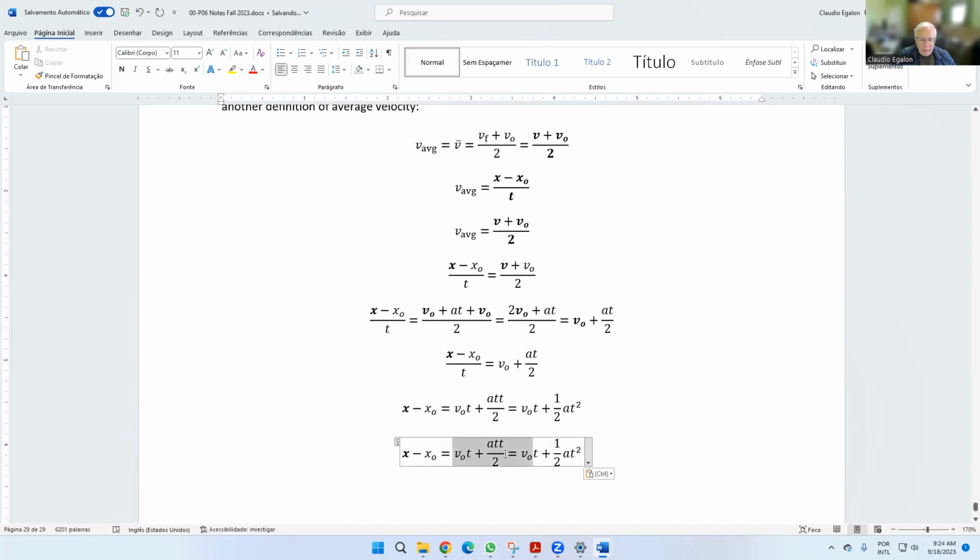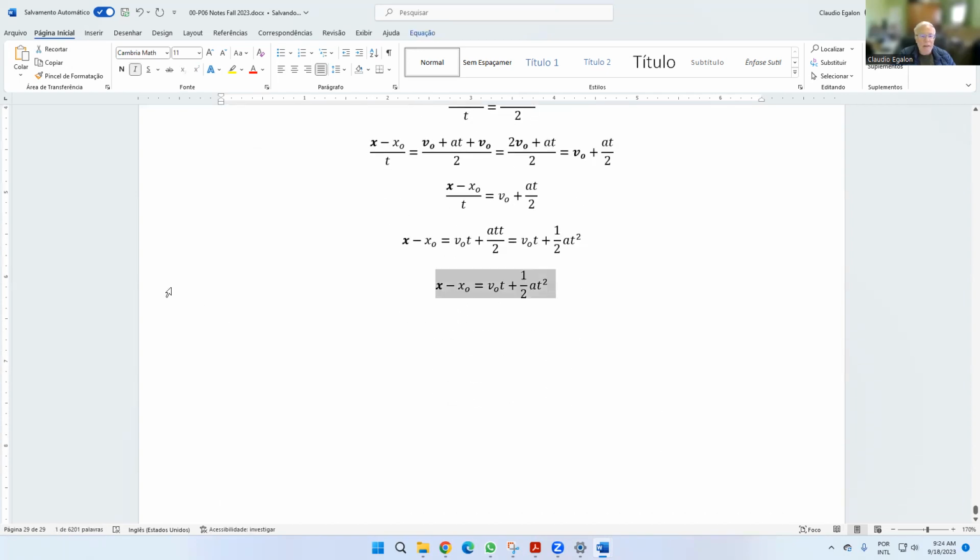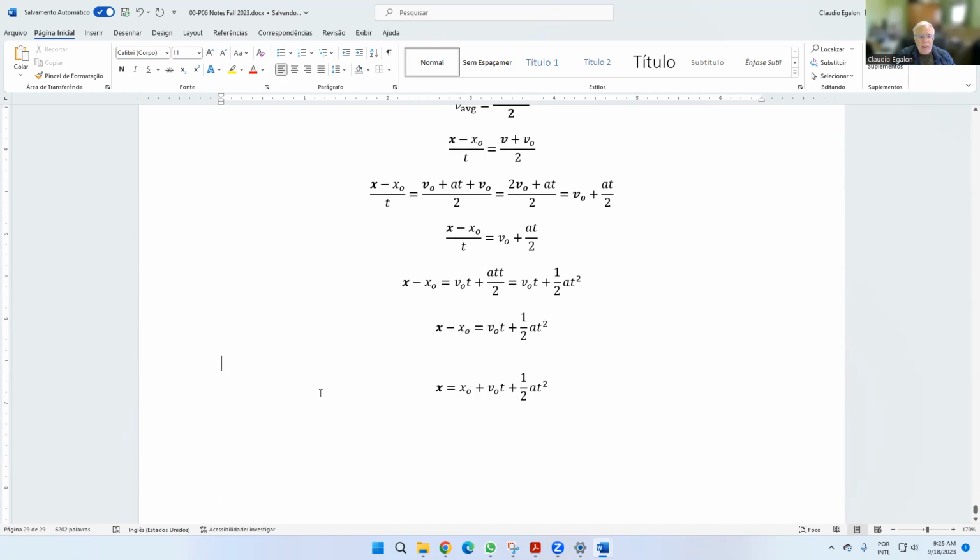The final step involves passing the x naught to the other side. Here you go. I'm going to put an equal sign here, and a plus sign here, and we have our final equation of motion that documents, predicts the position of an object that is uniformly accelerated. An object undergoing one-dimensional motion and which is also uniformly accelerated.